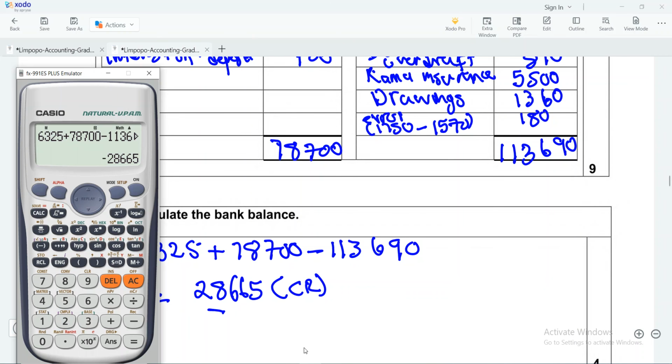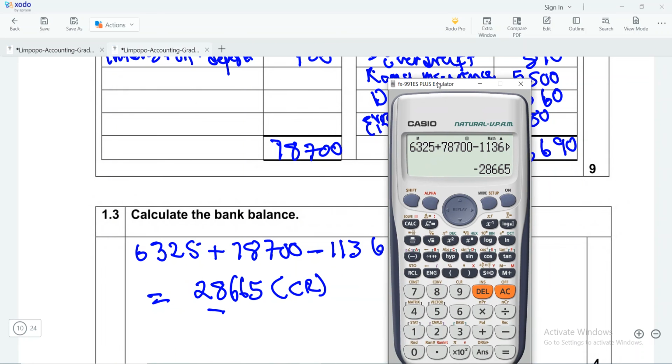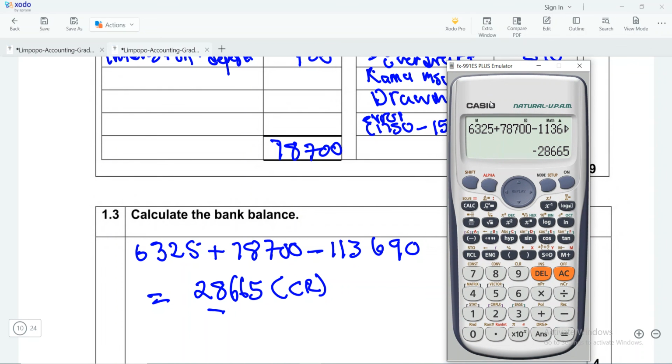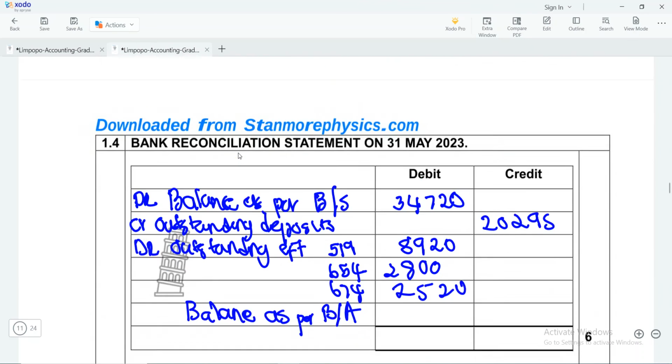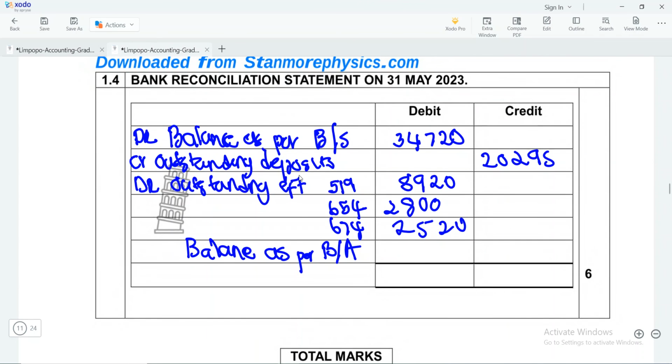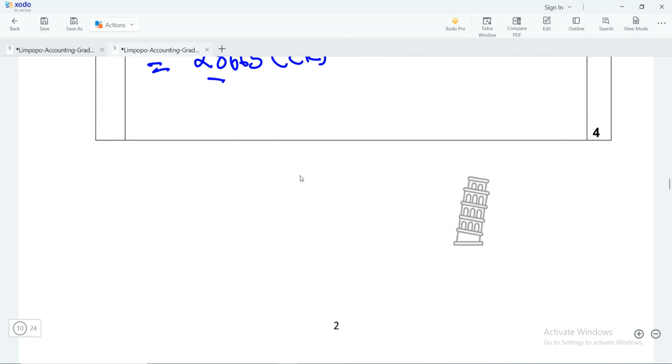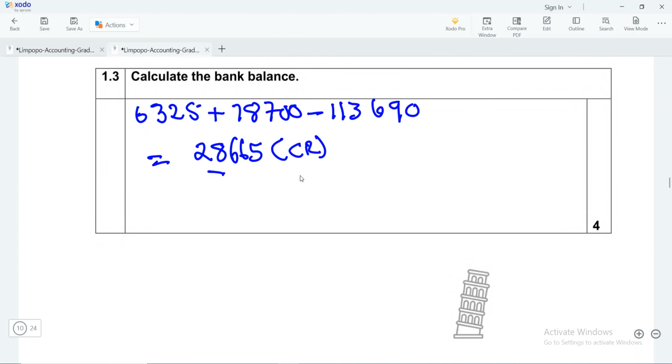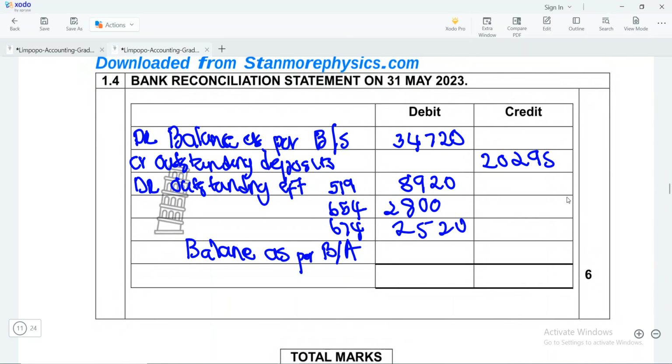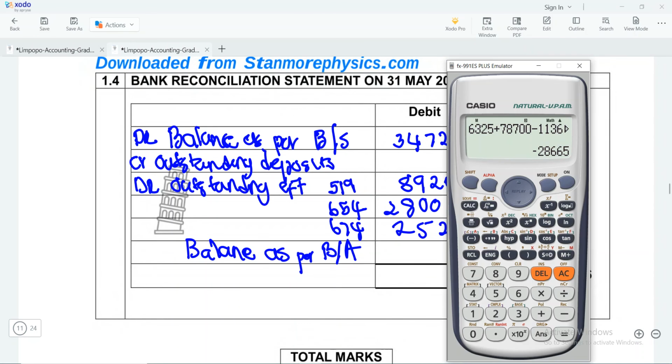So let's just verify if our calculations are correct. 6325 plus 78,700 minus 113,690. So we are fine. So now let's go to our CPJ and see what we can do. So remember, the balance as per bank account is 28,665. So we'd have that 28,665. So when we add the totals of these two sides, the amount should be the same. Okay, if it's not the same, it will mean that an error was committed somewhere.